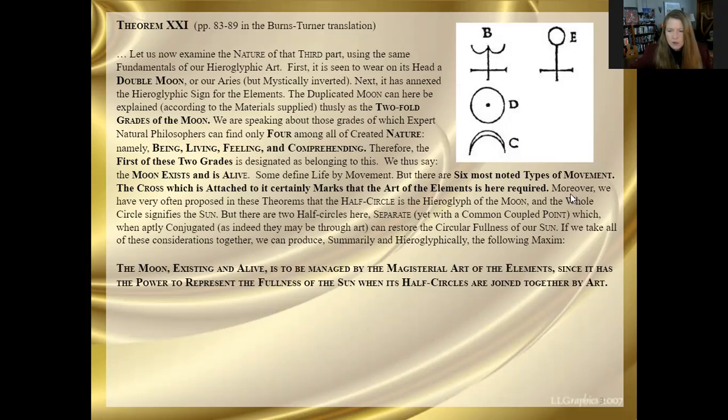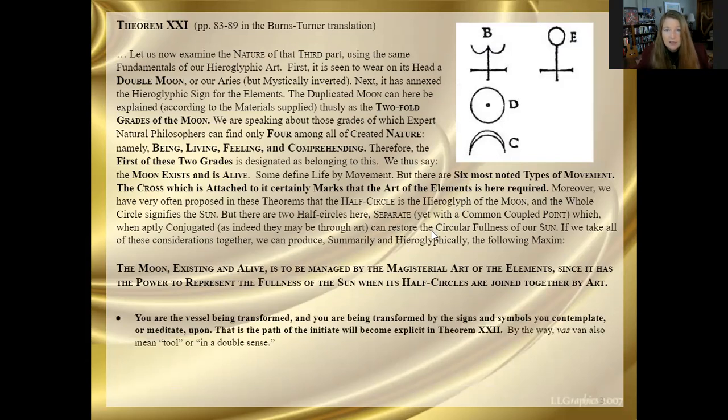Remember what went on in 21 then. Dee was laying out his twofold grades of the moon, and this symbol over here, E, is connected to his twofold grades of the moon. The first of those grades, he broke out into 4 subgrades, which we talked about. But the most important takeaway from that is that by 21, you realize you are the vessel, or in the vessel, if you want to get graphic about it per Zosimos of Panopolis. You're in the vessel being transformed, and you're being transformed by the signs and symbols that you meditate upon.